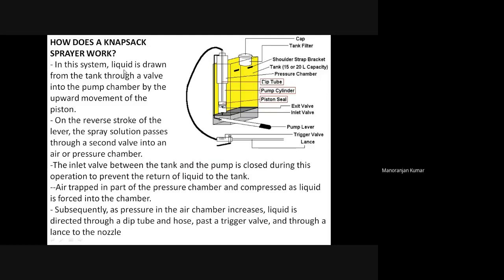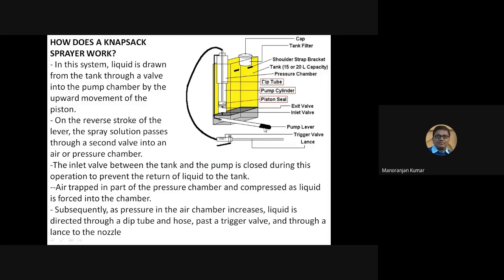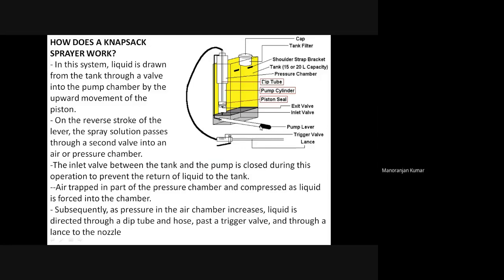In this system, liquid is drawn from the tank through the inlet valve into the pump chamber by the upward movement of the piston. When the piston moves up, when you move this pump lever, liquid is drawn from the tank into this chamber through this valve. On the reverse stroke of this lever, the spray solution passes through a second valve into an air or pressure chamber.